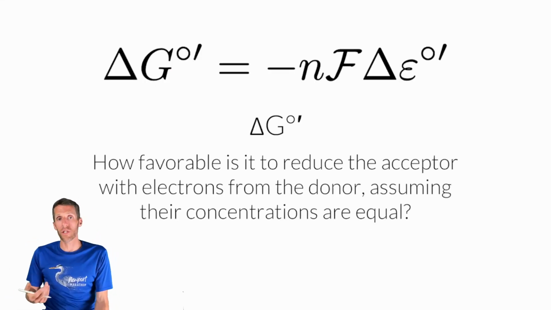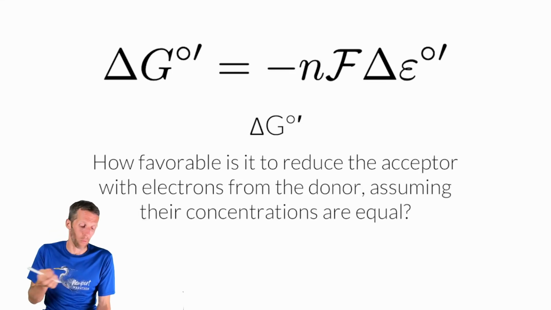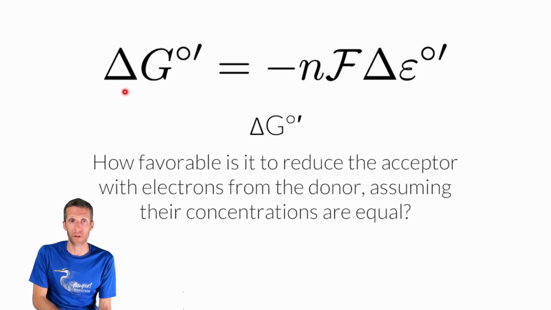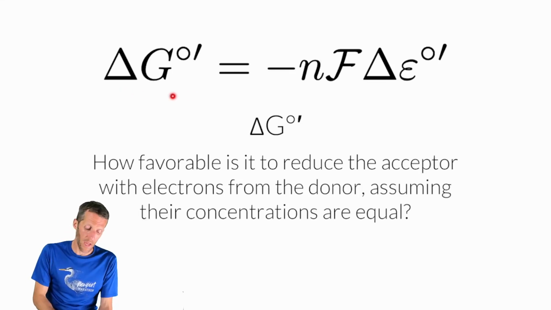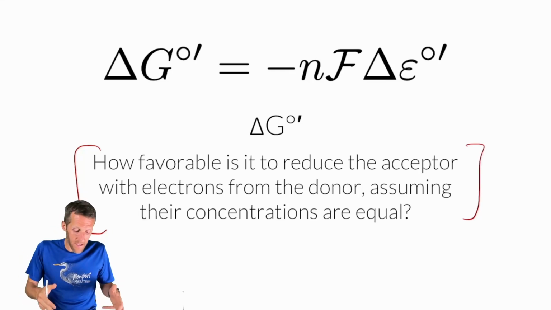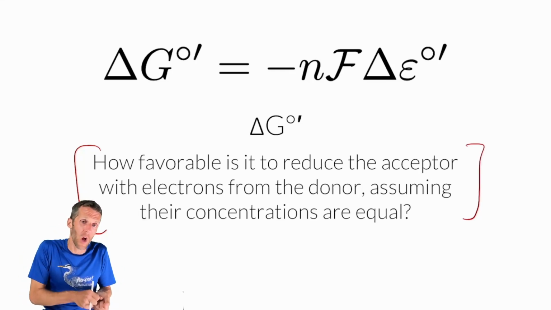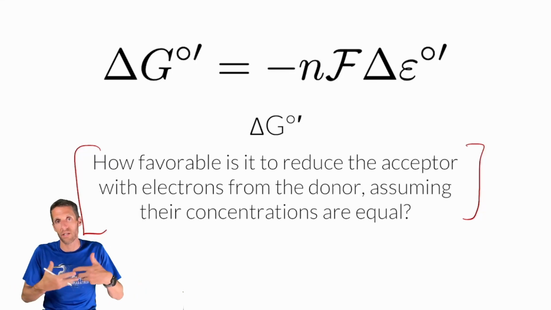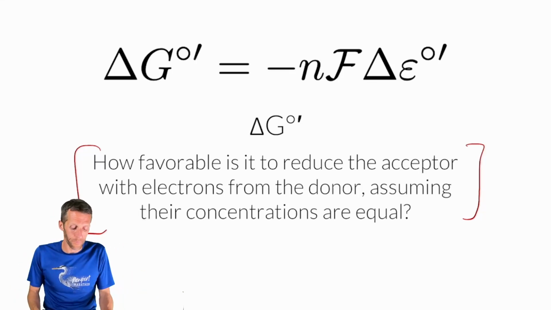The fundamental equation we're going to be using to ask what's the energy of this is this one up here that says the standard state free energy for a reaction that involves redox is given by minus sign times N times F times delta epsilon. We'll get into each of those terms in a second, but to talk about the delta G naught prime part, this is how favorable is it to reduce the acceptor with electrons from the donor, assuming their concentrations are equal, right? This is all at standard state.